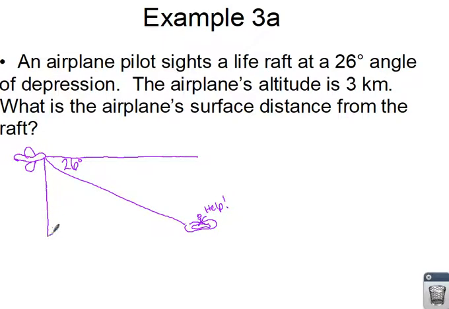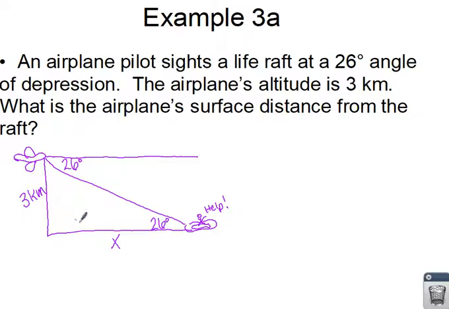His altitude is 3 kilometers, and we don't know where he is, so we're assuming this is just above sea level. We're not going to take sea level into account this time. Okay, what is the airplane's surface distance from the raft? So surface distance is across here. And remember, if that's 26, then the 26 translates in here.